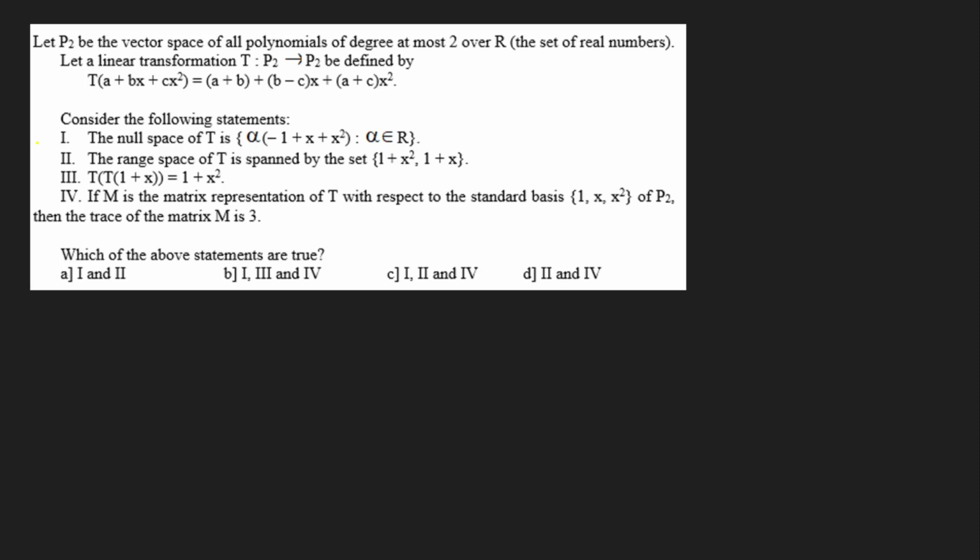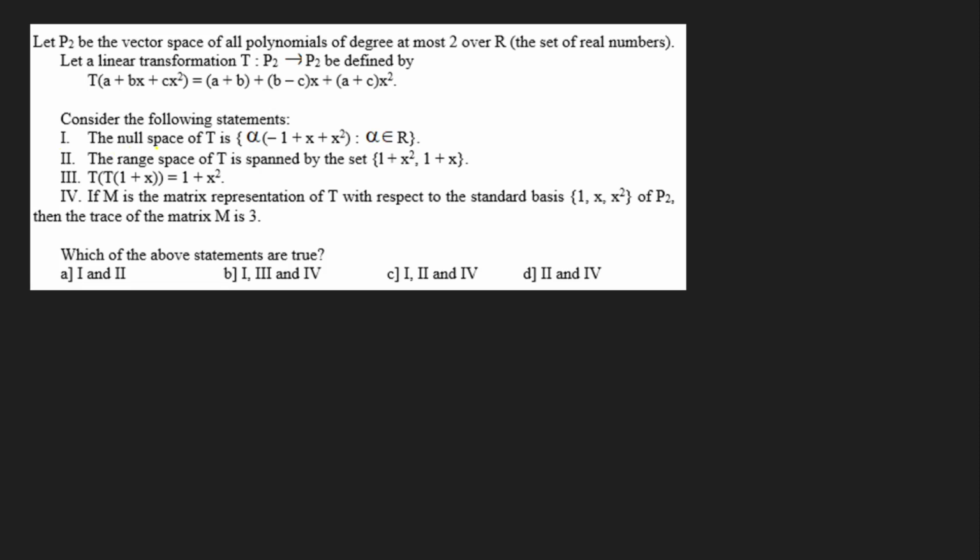So we have been given some statements here. The first statement is that the null space of T is {α(−1 + x²) : α belongs to R}. The range space is spanned by 1 + x² and 1 + x. And T(1 + x) = 1 + x², and M is the matrix representation of T with respect to the standard basis of P2. Then the trace of matrix M is 3, right? So let's see which of the statements are true.